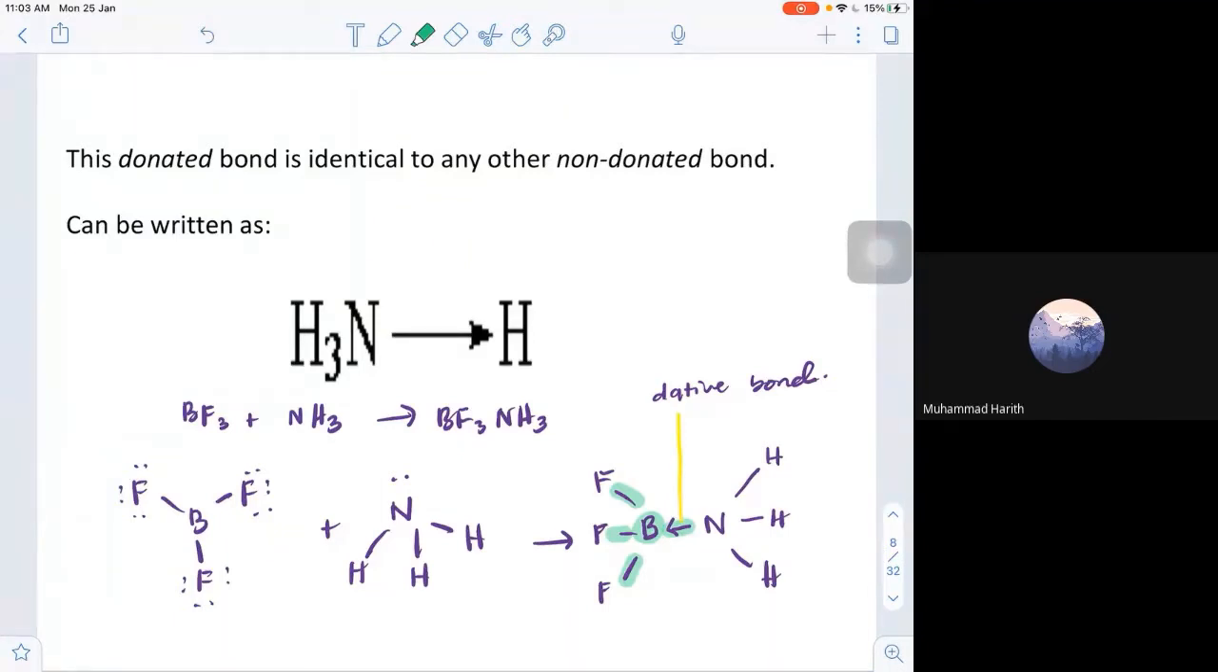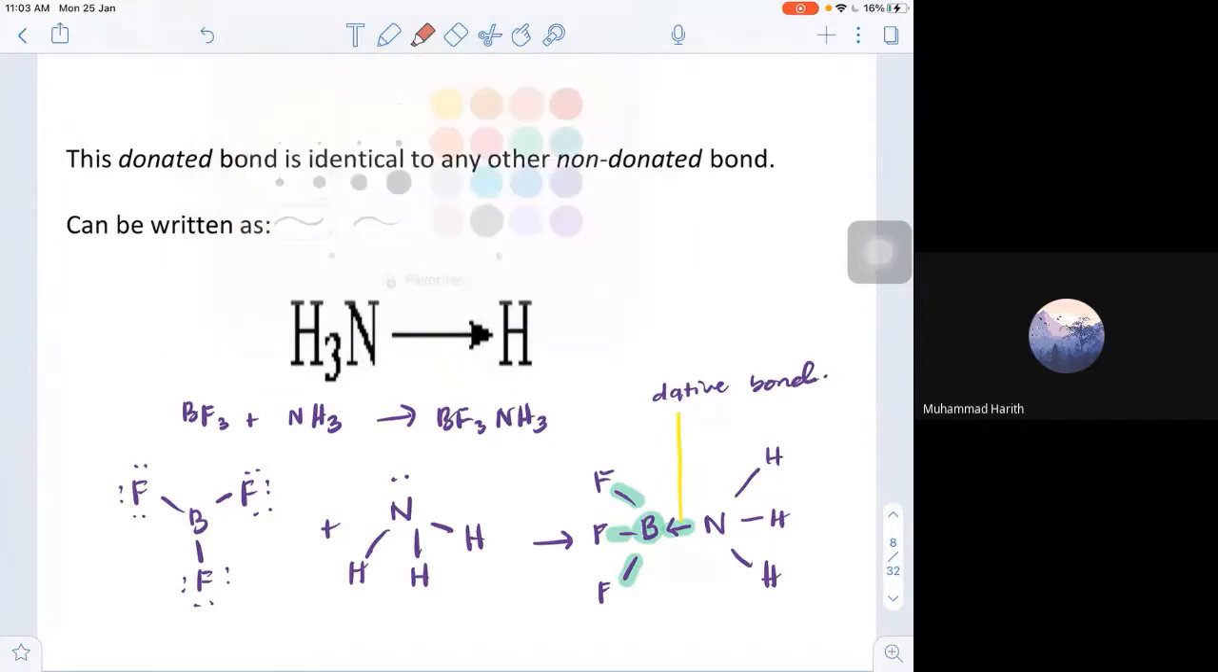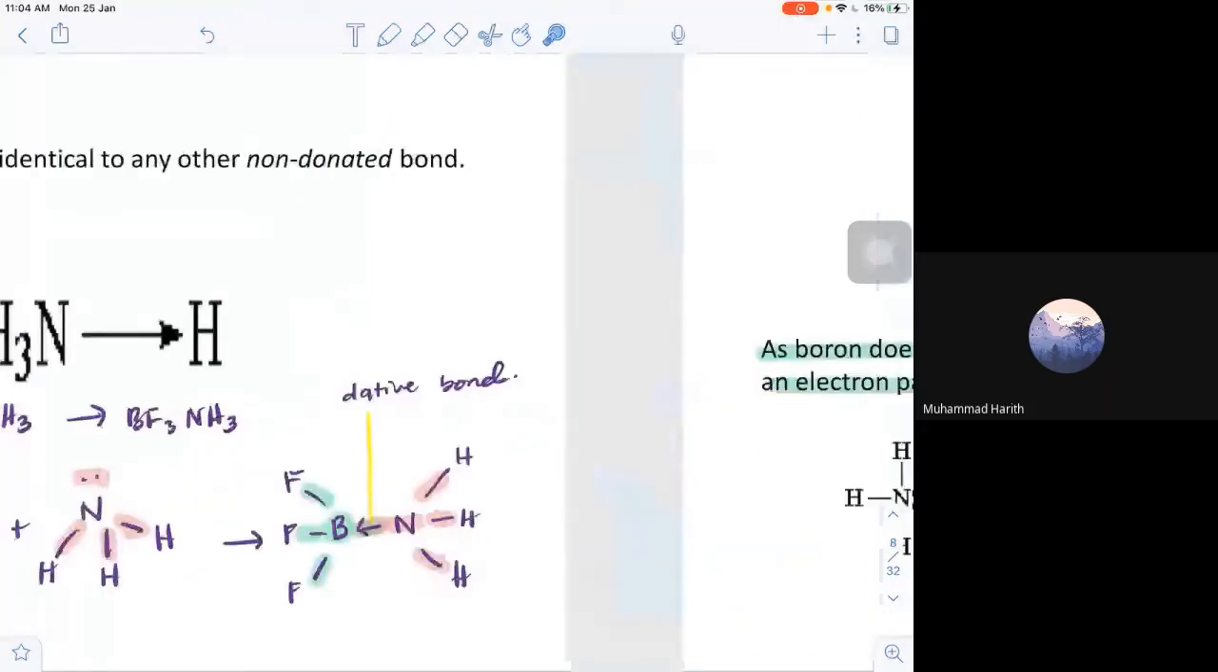The same goes with the nitrogen. If you look at the nitrogen, now it has 1, 2, 3, 4 pairs of electrons, the same as before. Before the bond is formed, nitrogen also has 4 pairs of electrons around it. The difference is that before the ammonia forms a bond with the BF3, it has 1 lone pair and 3 bonding pairs. After it forms a bond, all 4 electron pairs are bonding pairs. That is on the dative bond.